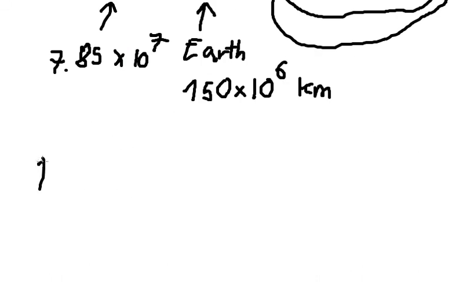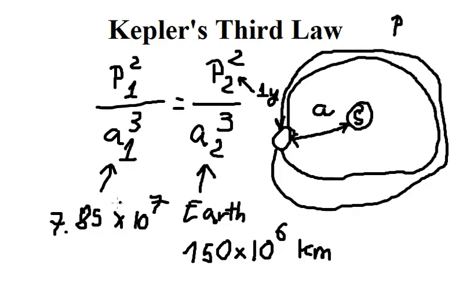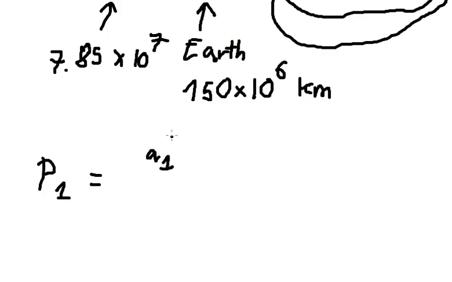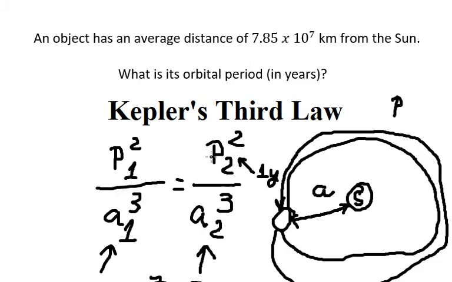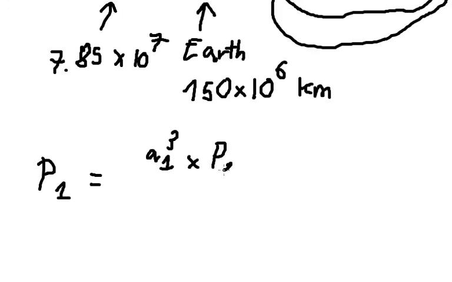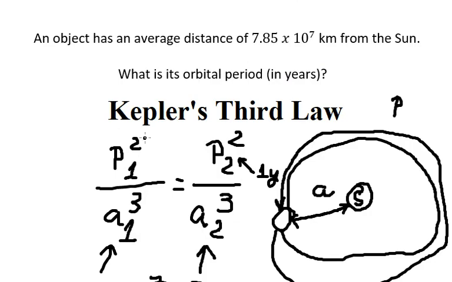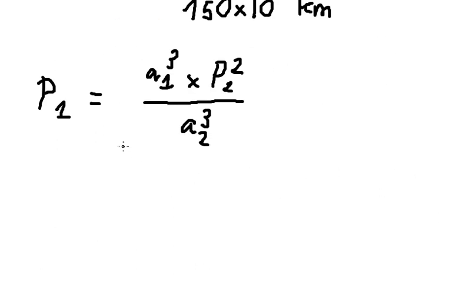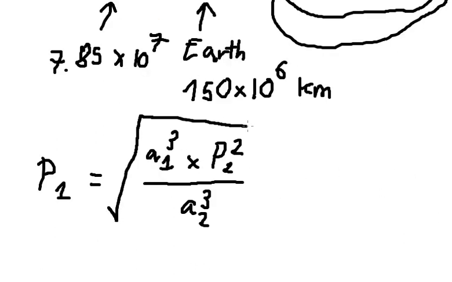So B1 equals, so I will put A1 to the power of 3 over here, multiplied by B2 squared over A2 to the power of 3. Because we have the power 2 here, we can use the square root on both sides, so we can find B1. And now we put the numbers in here.